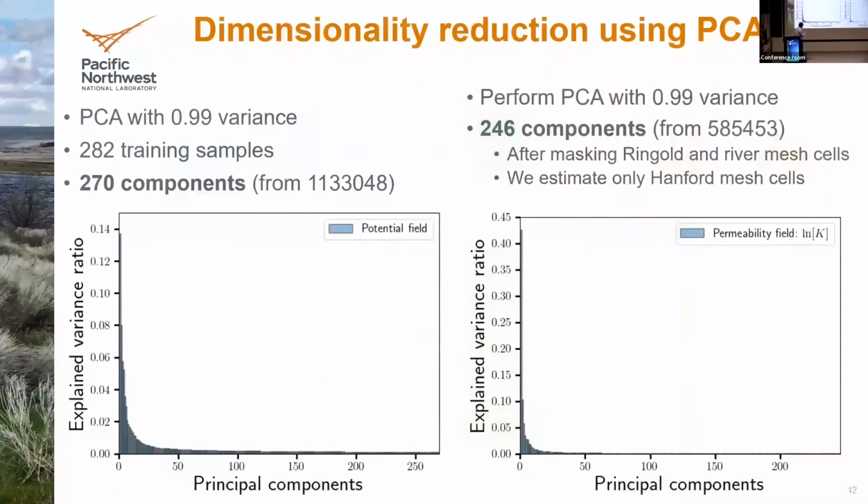So how much can you reduce the dimension? With 1 million data points for the electrical field, you can generate 270 principal components. And with 1 million cells, you remove the cells in which you know the permeability the most. After that, we have more than 500,000 cells, from which we have 246 permeability components. This shows how the explained variance varies, and we encapsulated more than 99% of the variance in the data in these principal components.